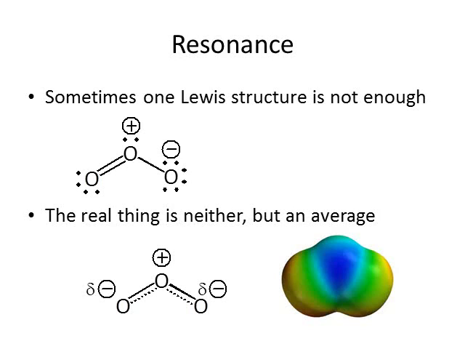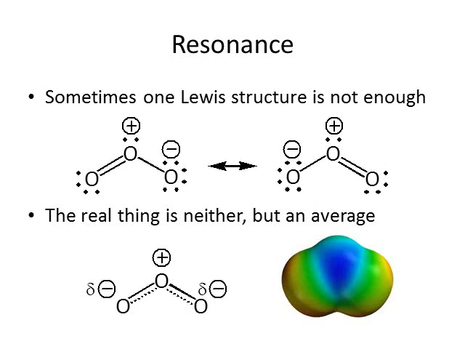Now, when you're drawing Lewis structures, it turns out that sometimes one Lewis structure is not enough. If I asked you to draw the structure of ozone, that is O3, you might come up with this structure, but your neighbor might come up with this structure.